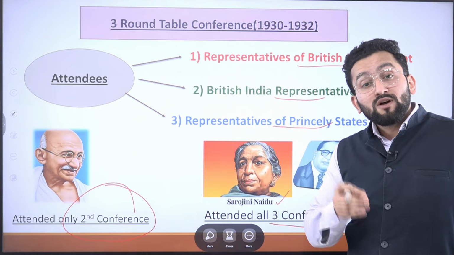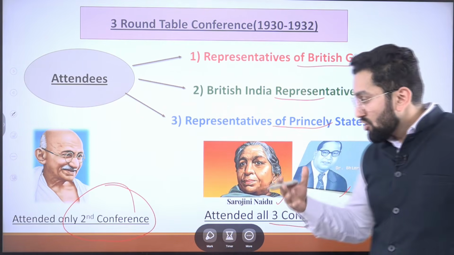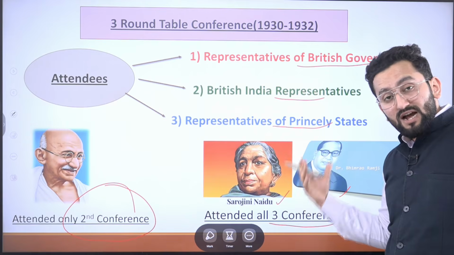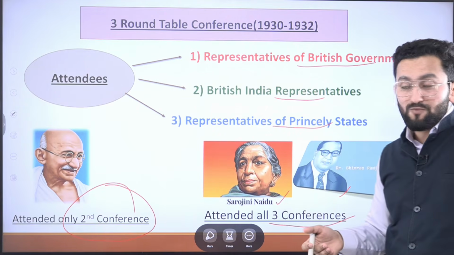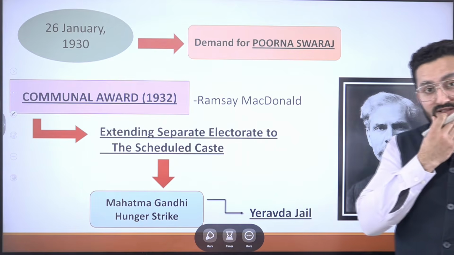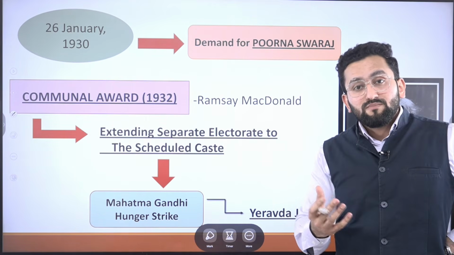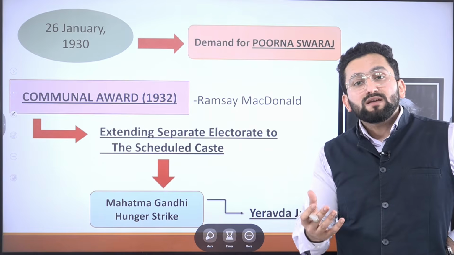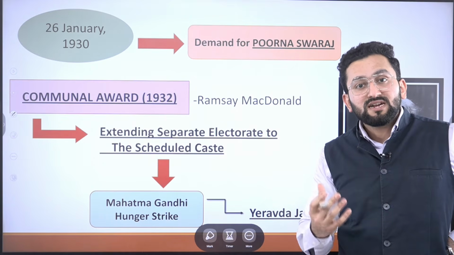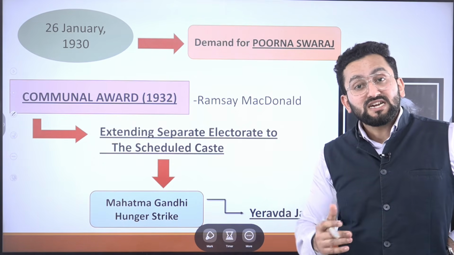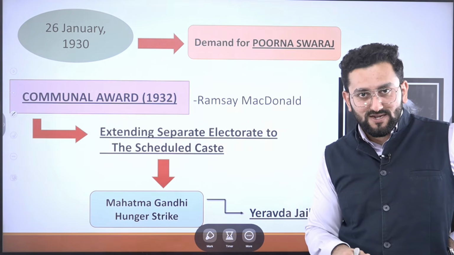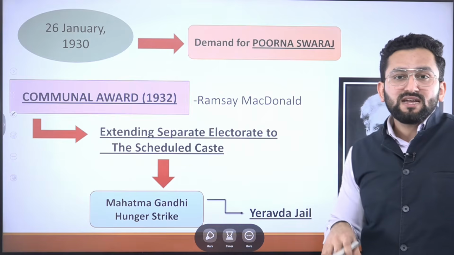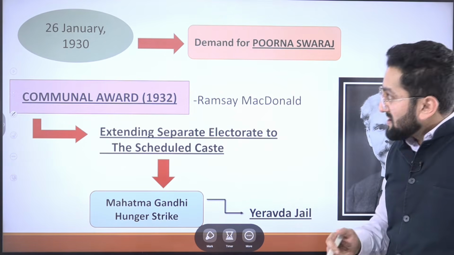It means separate electorates, which were earlier there for Muslims, but now Ramsay MacDonald was saying, on the ideas of Dr. B. Ambedkar, that separate electorates need to be introduced for depressed sections also. And after this, many Indian leaders, primarily Mahatma Gandhiji, considered it an attempt by the Britishers to divide Indian society further, specifically Hindu society, so that they could weaken our national movement.